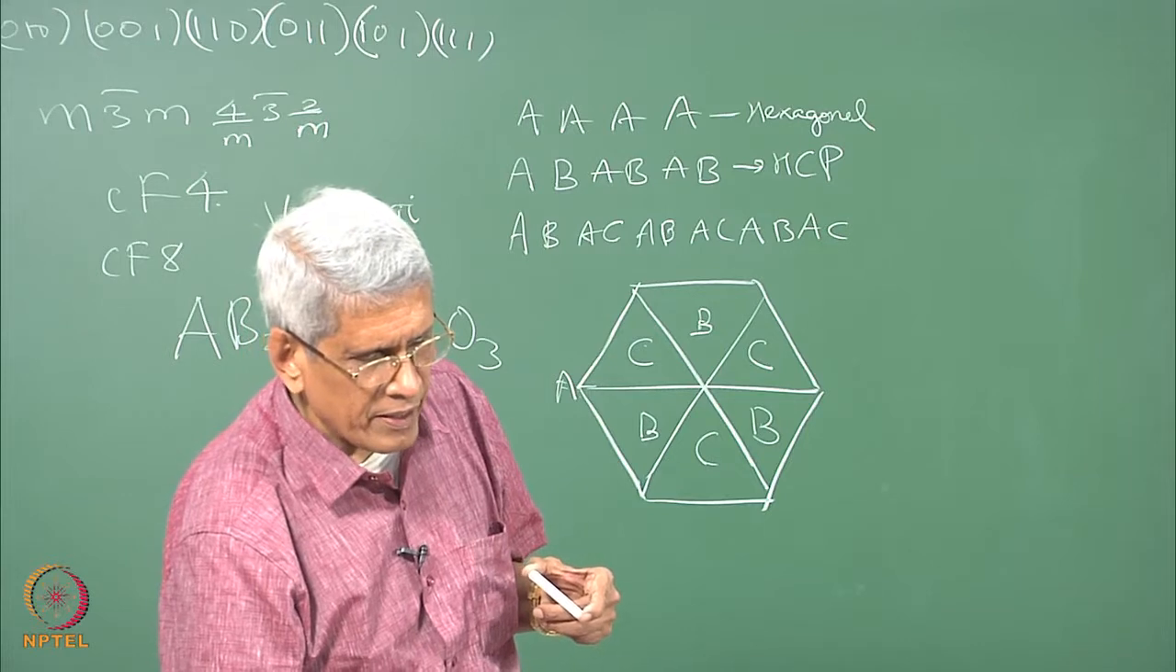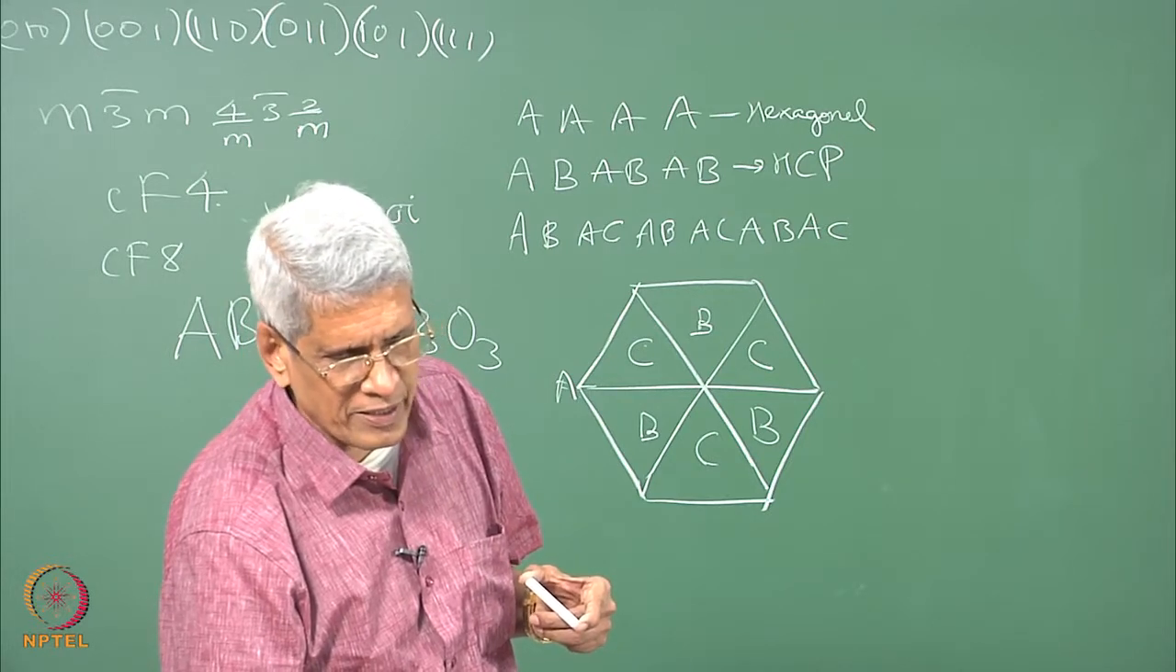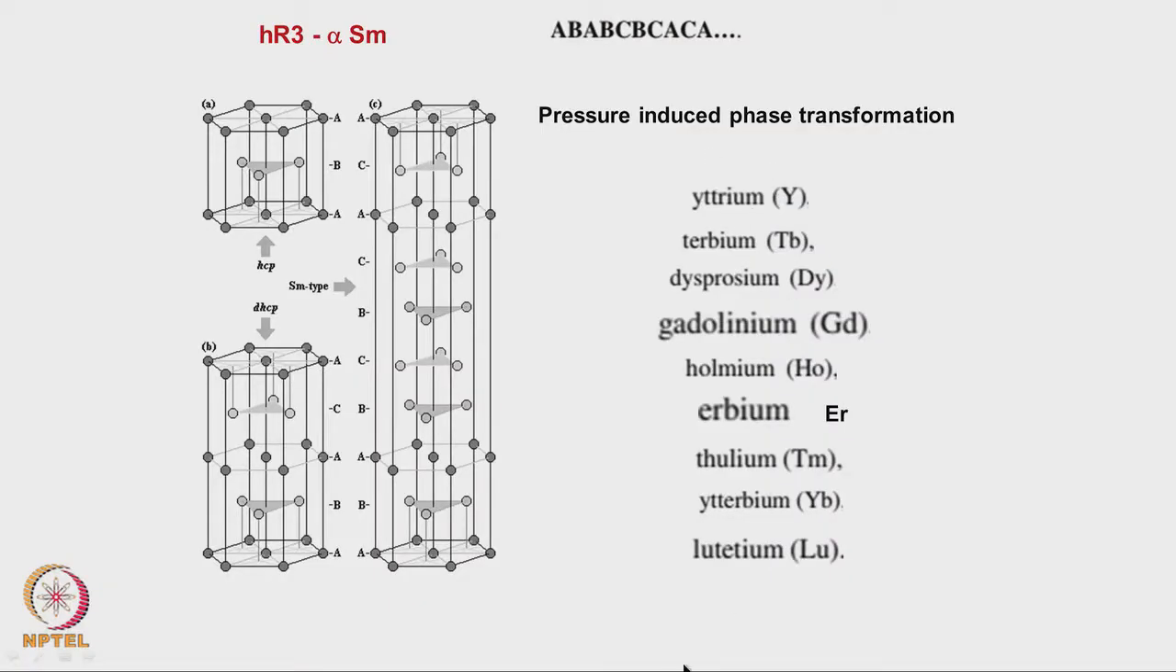Then this is another type of structure, yttrium, gadolinium. These transformations occur under pressure. Pressure induced transformation, many crystal structures can occur. Here what is the stacking sequence? AB, AB, CB, AB, AB, CB, C, then AC, AC, A, and then this will repeat itself.